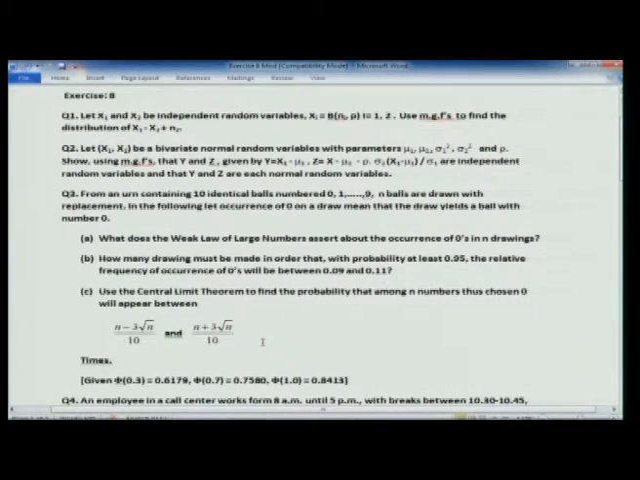So, we draw a ball and then put it back. We just notice the number. In the following, let occurrence of 0 on a draw mean that the draw yields a ball with number 0. So, whenever the occurrence of 0 happens, you draw a ball, you note the number down somewhere. If it is a 0, then the draw yields a ball with number 0, and then we put the ball back, right.